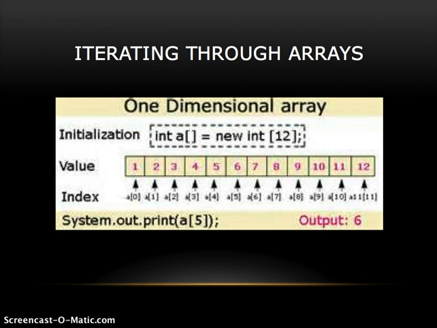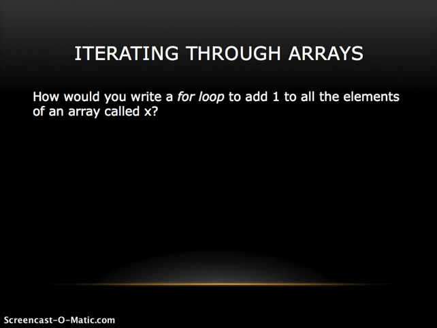Iterating through arrays. Like strings, arrays in Java use zero-based indexing. You can also get how many elements are in an array by using the .length property. To get the length of S, you would write s.length. Note that this is not a method, so you don't need to use parentheses. How would you write a for loop to add 1 to all of the elements of an array called X?